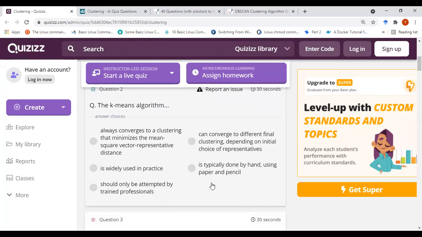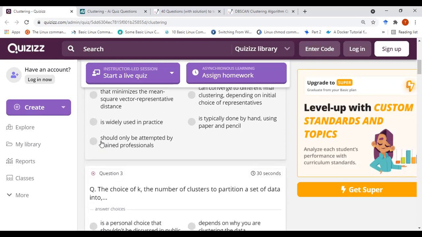First one, yes. Which one? It always converges to a cluster that minimizes the mean squared vector representative distance, I don't even know what that means. I think it is this: it can converge to different final clustering depending on the initial choice of representatives. If I change the value of k the clustering will change. That seems to be the best response.